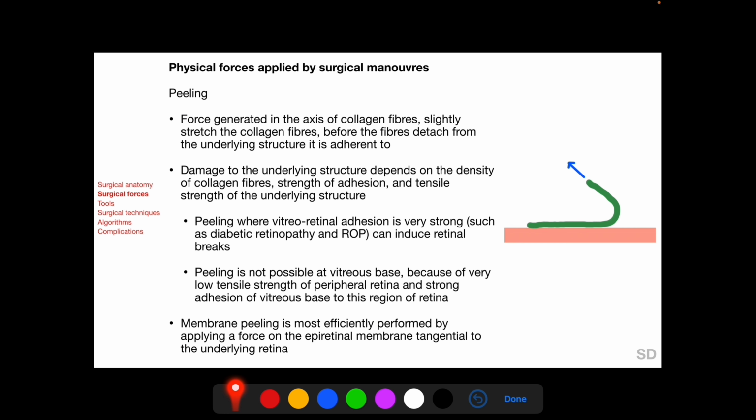And peeling where vitreoretinal adhesion is very strong, such as may occur in diabetic retinopathy and retinopathy of prematurity, can induce iatrogenic retinal breaks. And it is important to remember that peeling cannot be done at vitreous base because of very low tensile strength of peripheral retina and strong adhesion of the vitreous base to this region of retina.